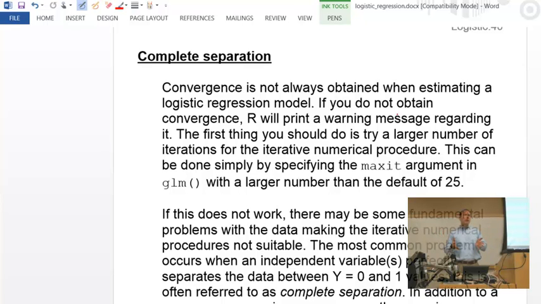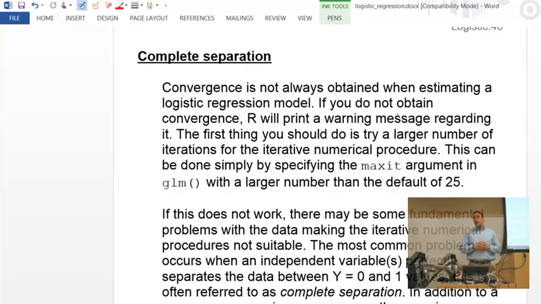By default, R uses 25 iterations with the glm function. You can increase the number of iterations if you want to by using the maxit argument. And that's generally speaking the first thing you should do if you don't get model convergence. How do you know if you don't get model convergence? Well, you'll have an error message coming back to you with the glm function.